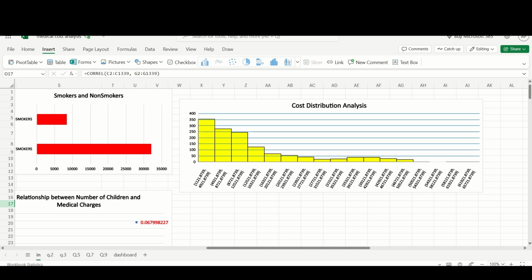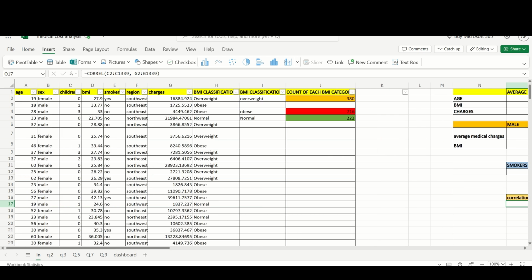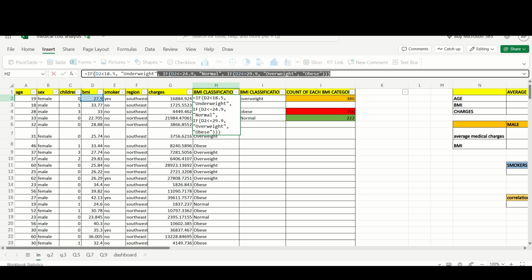Then following to question 7, classify beneficiaries into BMI categories as underweight, normal, overweight, and obese. Also we have to count how many beneficiaries fall into each category. So for this I have used the IF function. So this is the formula for that.